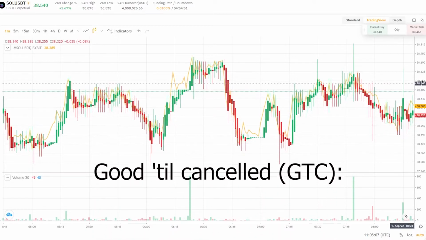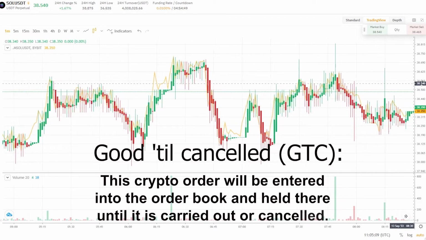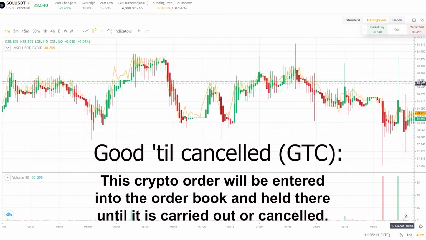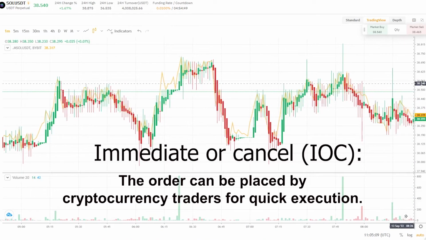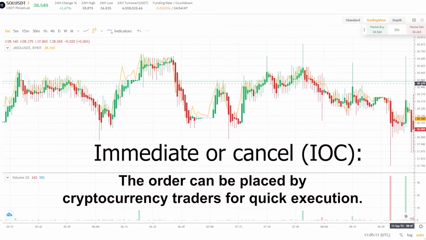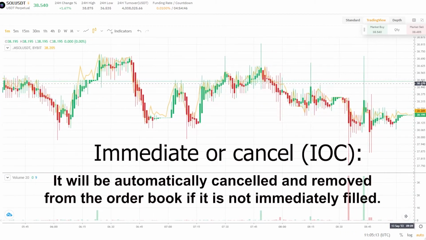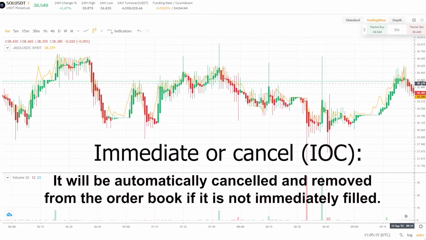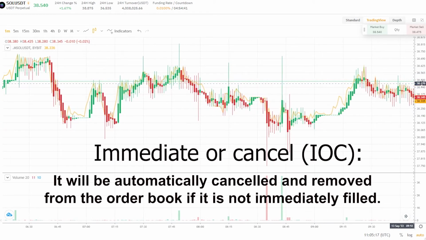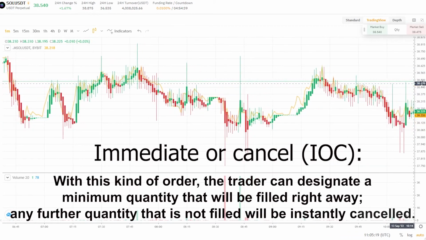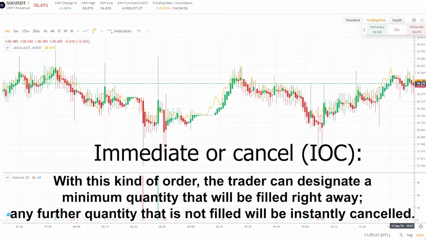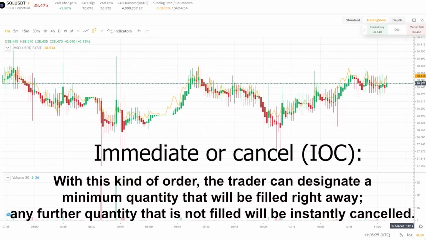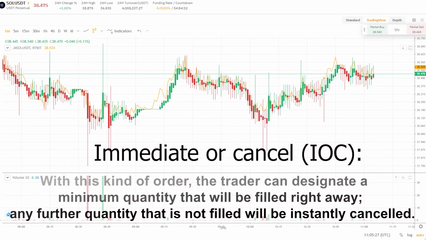Good till canceled. This crypto order will be entered into the order book and held there until it is carried out or canceled. Immediate or cancel. The order can be placed by cryptocurrency traders for quick execution. It will be automatically canceled and removed from the order book if it is not immediately filled. With this kind of order, the trader can designate a minimum quantity that will be filled right away. Any further quantity that is not filled will be instantly canceled.